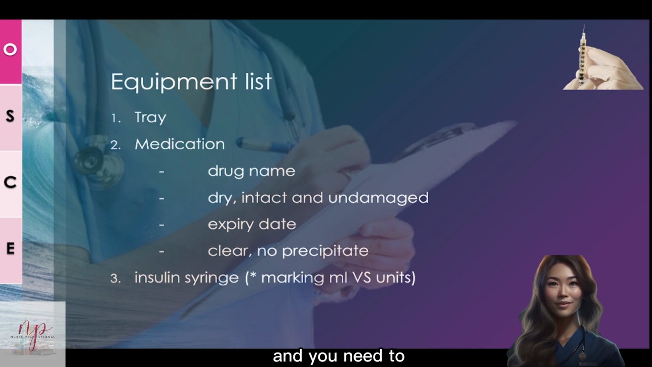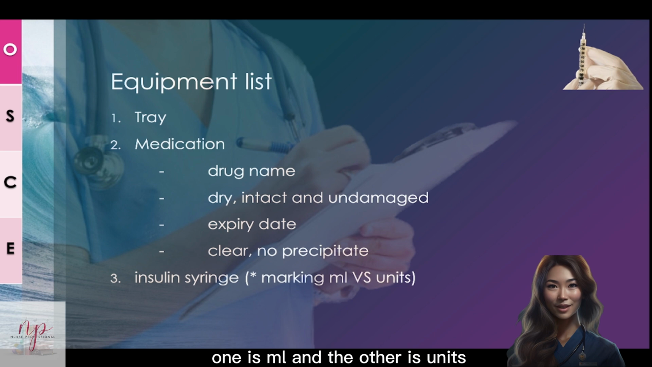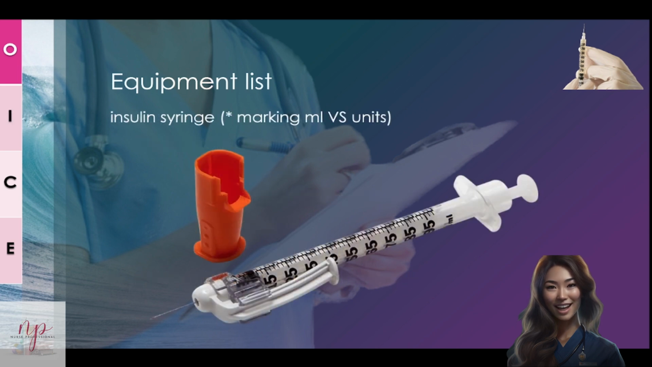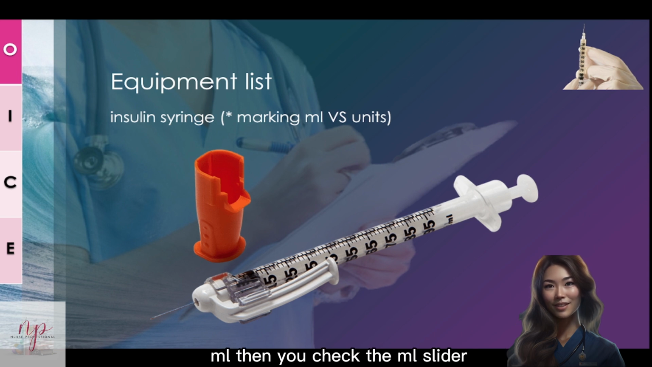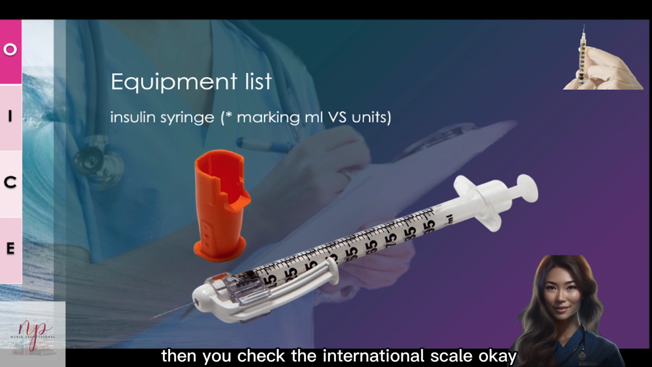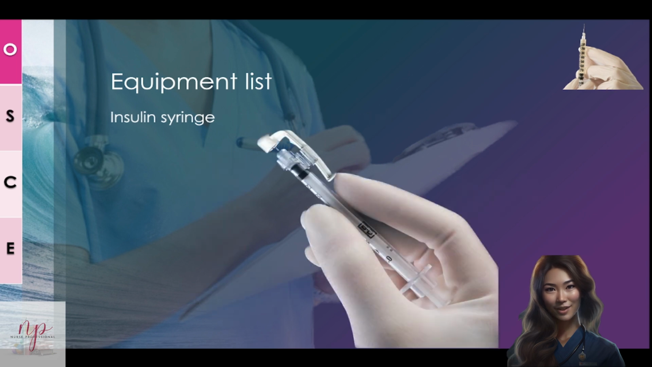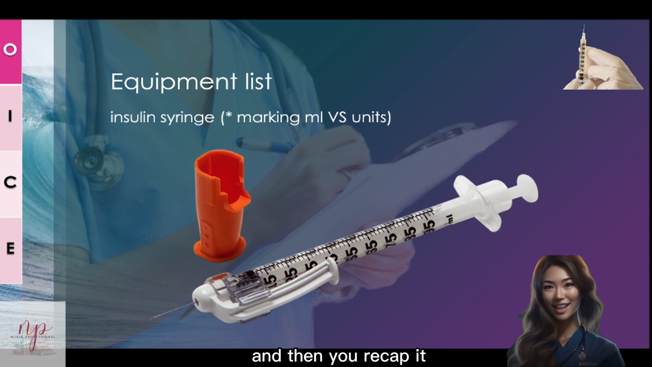And you need to be aware that there may be 2 markings on your syringe. One is mL and the other is units. So you need to see, when you are withdrawing mL, then you check the mL scale. When you are withdrawing international units, then you check the international units scale, okay? For this insulin syringe, you can see that you got an orange cap. So you can remove it and then you draw the medication that you need and then you recap it.